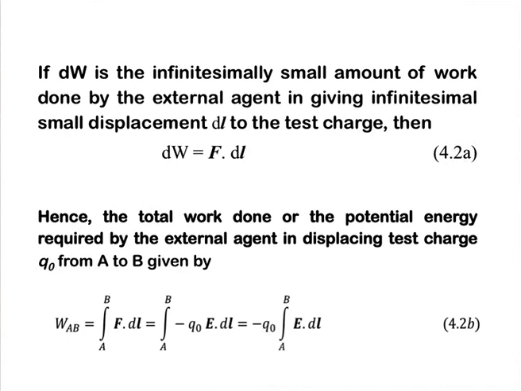Hence, the total work done or the potential energy required by the external agent in displacing test charge Q0 from A to B is given in equation 4.2b, which is WAB is equal to the line integral of F dot dl from A to B, which is equal to minus Q0 times the line integral from A to B of E dot dl.